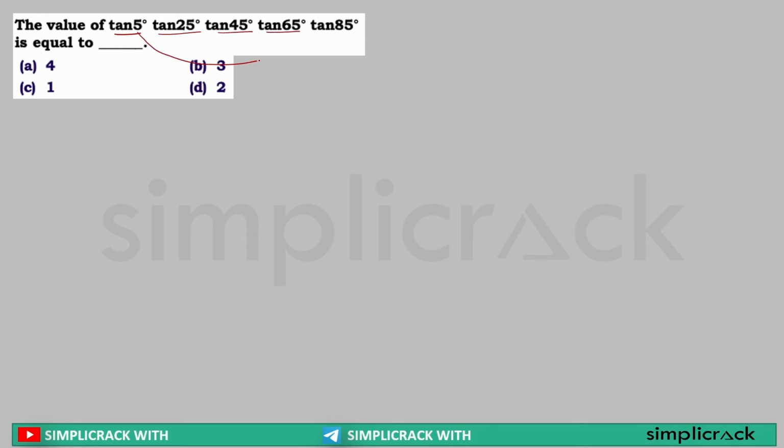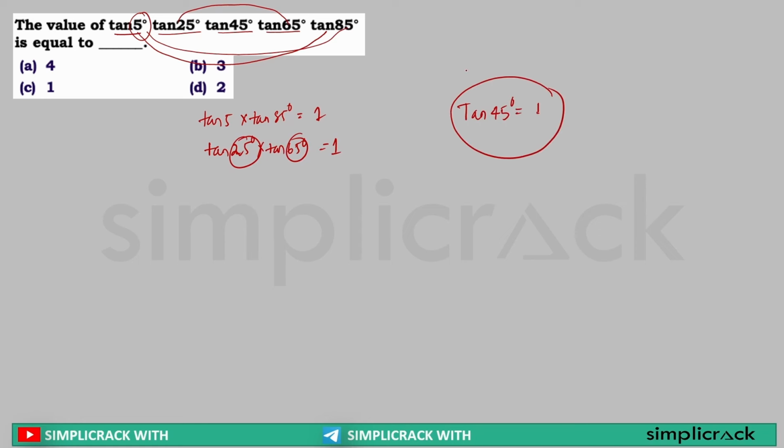Sir, tan 5 and tan 85, these are what? These are complementary because 5 degree plus 85 degree is equal to 90 degree. That means tan 5 degree into tan 85 degree will get me what? 1. Sir, again tan 25 degree into tan 65 degree, 65 plus 25 is 90. So both will get me 1. So this multiplication is 1 and this multiplication is 1. What is remaining? Tan 45 degree, which is equal to 1. So the answer of this whole multiplication is what? 1. Simple question. This was asked in CGL 2023.